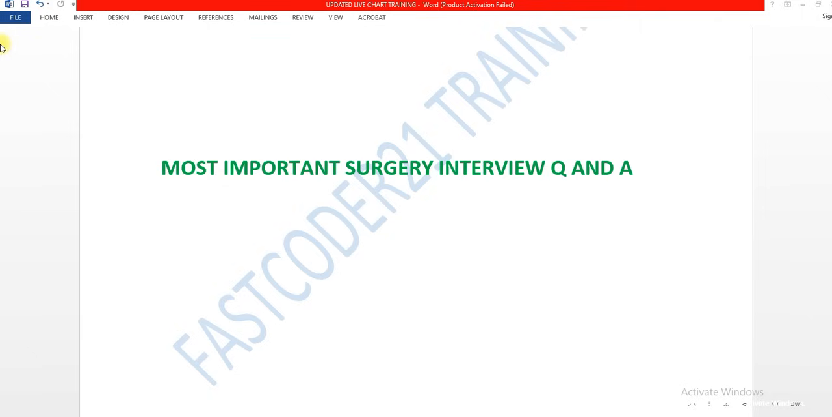What is the difference between anal fissure and anal fistula? Basically, anal fissure is a tear in the anal area. Anal fistula is a passage created between the anus and the inside of the abdomen. An abnormal passage basically.